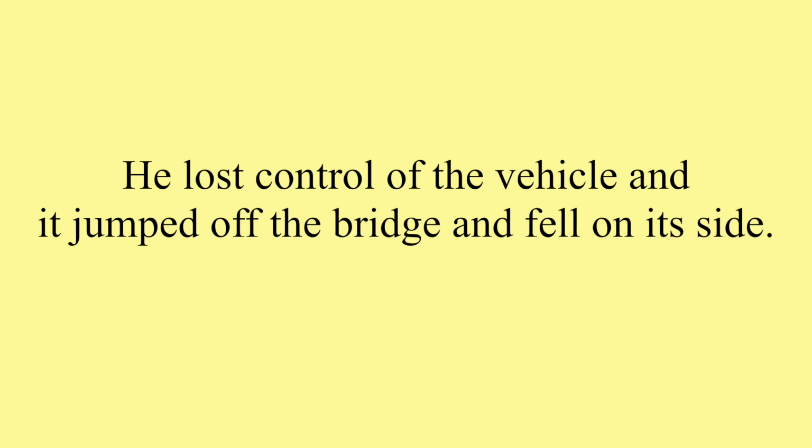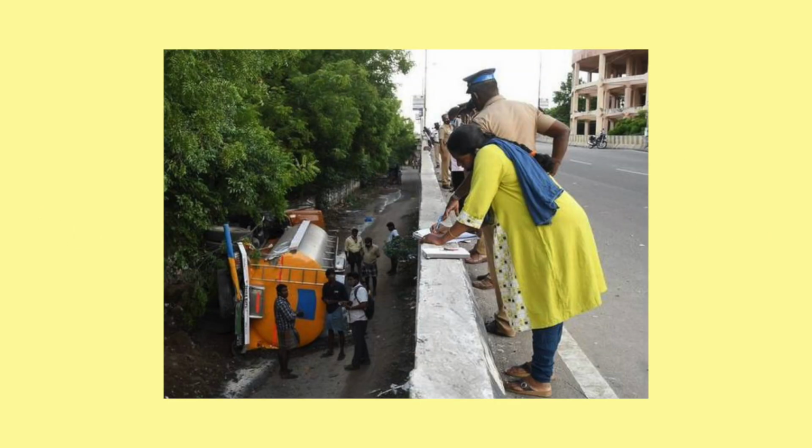So he attempted to travel his vehicle along a sharp right curve. He lost control of the vehicle. The vehicle jumped off the overbridge. The picture of the overbridge has been given, and the vehicle fell on its side. The picture clearly shows us the condition of the vehicle.